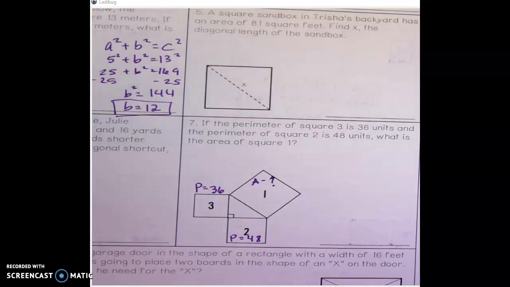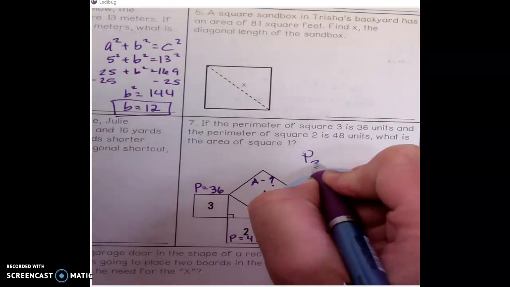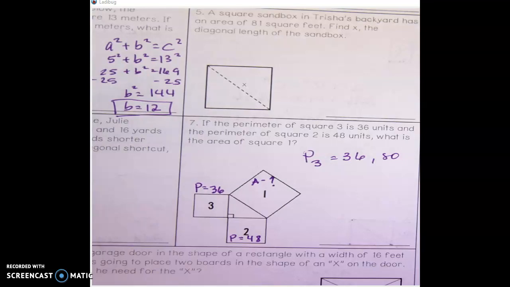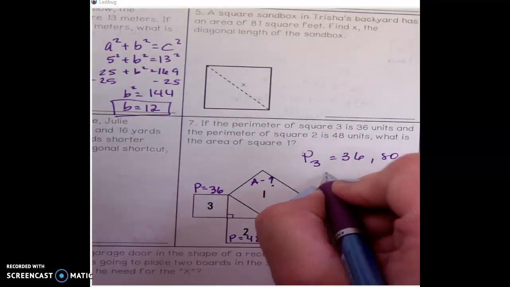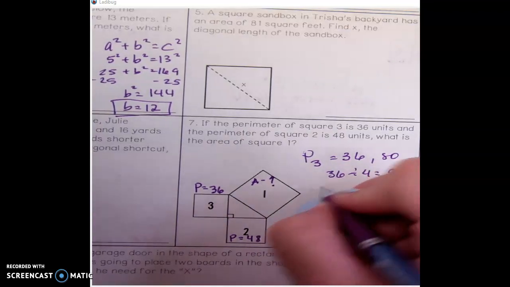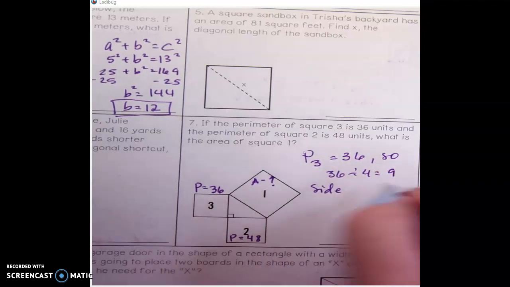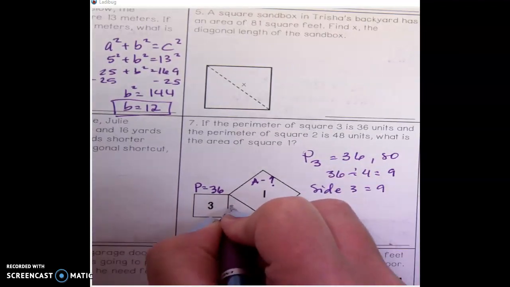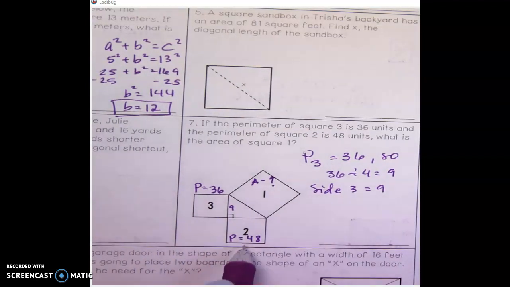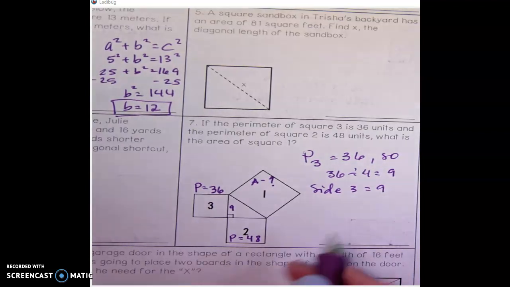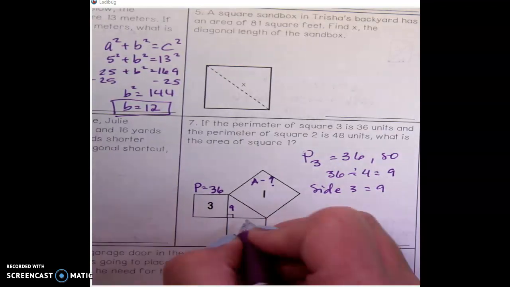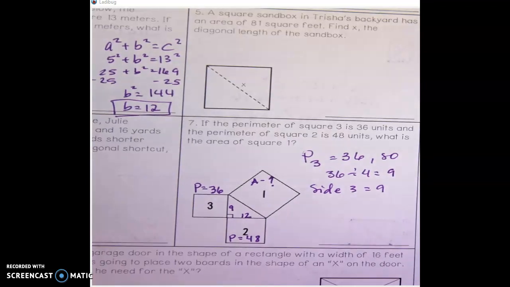Perimeter is all about adding the sides. Since we do work with the square, we know all of the sides are congruent. So in order to find one side, you would divide 36 by 4, and that's going to give you 9. Side 3 equals 9. So if we do the same thing with perimeter for square 2, 48 divided by 4 gives us what? 12. Yep, that is correct. I hope you were thinking. I hope you were not just waiting for me.